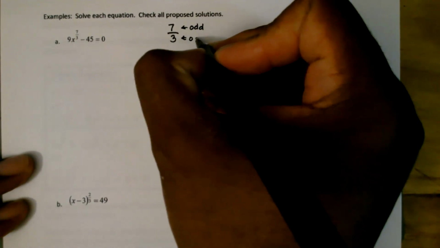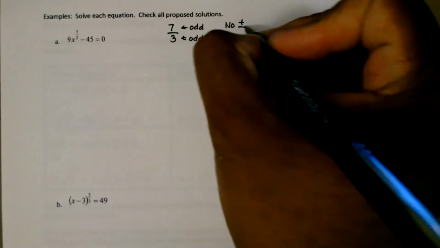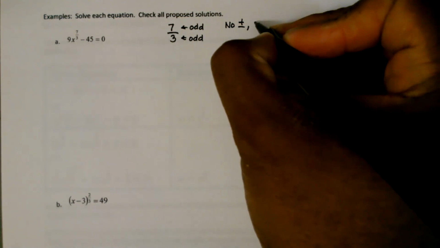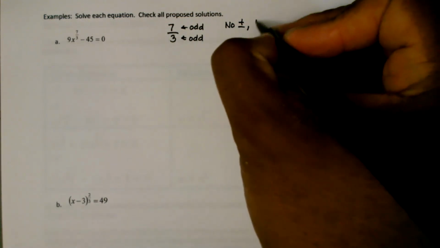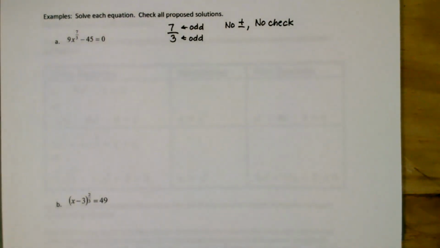As you can see, both the numerator and the denominator are odd. They're both odd. Since the numerator is odd, that means I do not need a plus or minus symbol. The denominator is also odd, so I do not check. So I just say no check here.